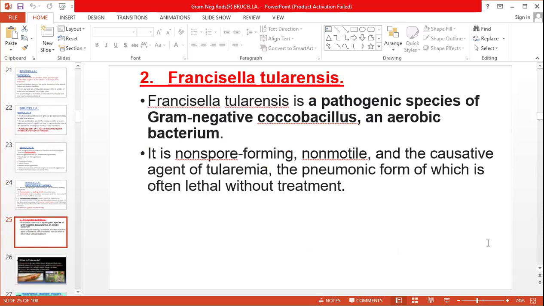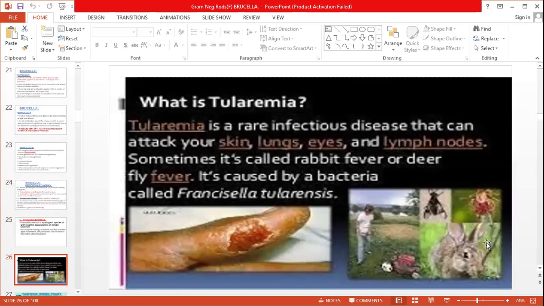Now, the second organism is Francisella tularensis. It is a pathogenic gram-negative coccobacillus and aerobic bacterium. It is non-spore-forming, non-motile, and the causative agent of tularemia, the pneumonic form of which is often lethal without treatment. That's tularemia.